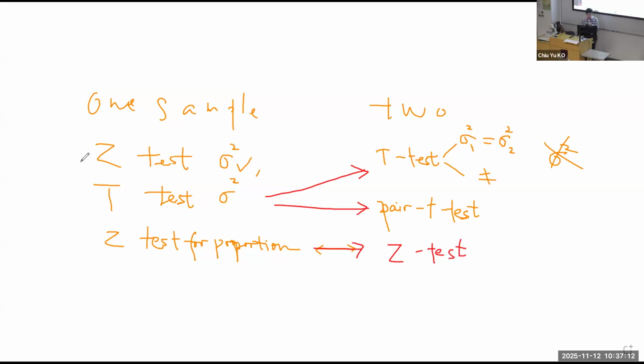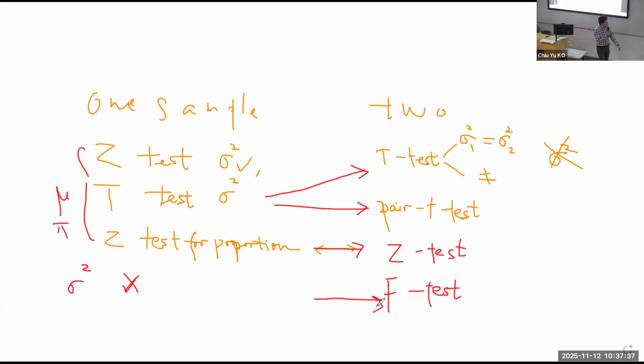These are all for the mean, mu, or pi for proportion. For sigma square, there's actually something to do, a chi-square method, but we don't cover it. We'll just do the F test. There's something that can be done here, but we're not covering it. We just do the F test. So that would be the rest of this class.